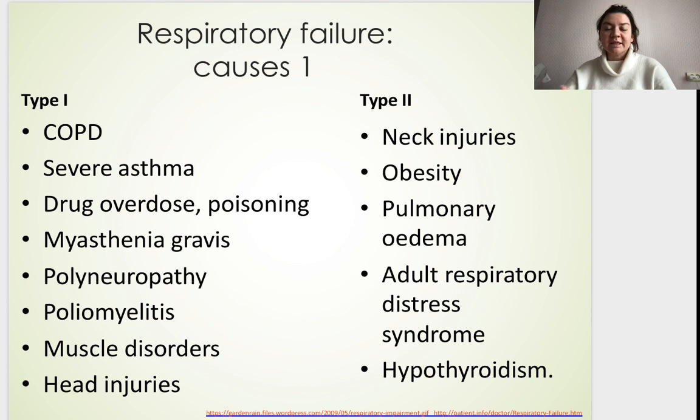For type 2, it is neck injury, obesity, we talked about it, and hypothyroidism. For type 1, more than we talked about in the previous slide, it can be drug overdose or poisoning, myasthenia gravis, polyneuropathy, poliomyelitis, muscle disorders, and head injuries.